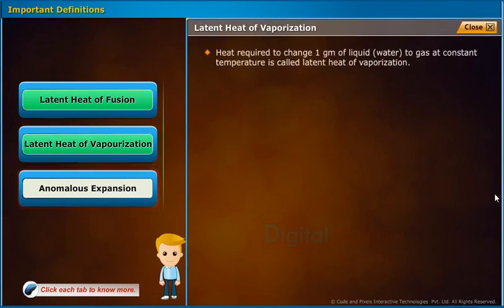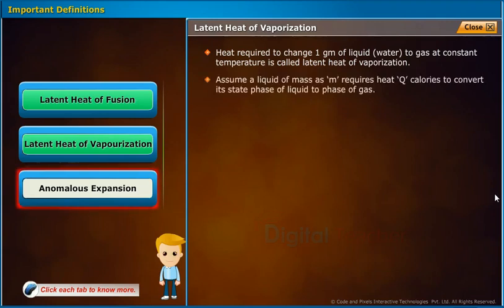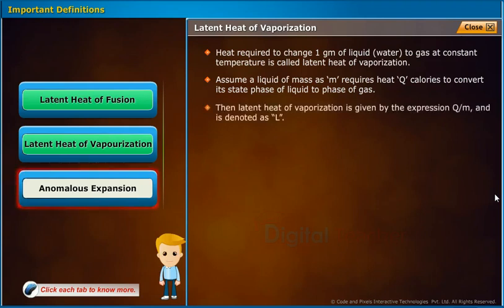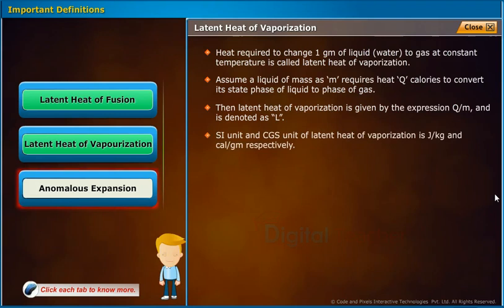Heat required to change 1 gram of liquid, that is water, to gas at constant temperature is called latent heat of vaporization. Assume a liquid of mass m requires heat Q calories to convert its phase from liquid to gas. Then latent heat of vaporization is given by the expression Q by m and is denoted as L. SI unit and CGS unit of latent heat of vaporization are Joule per kilogram and calorie per gram respectively.